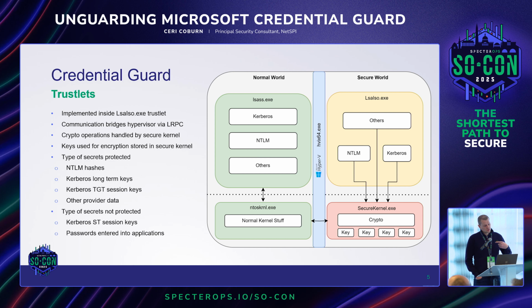So what types of secrets get protected by Credential Guard? NTLM hashes, Kerberos long-term keys, various other provider data as well. So it's not just restricted to Kerberos or NTLM. I imagine there's some cloud AP-based stuff in there as well.